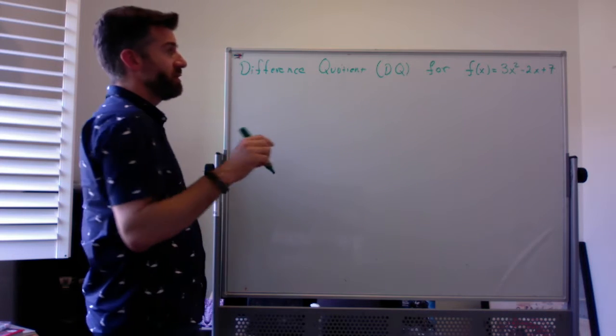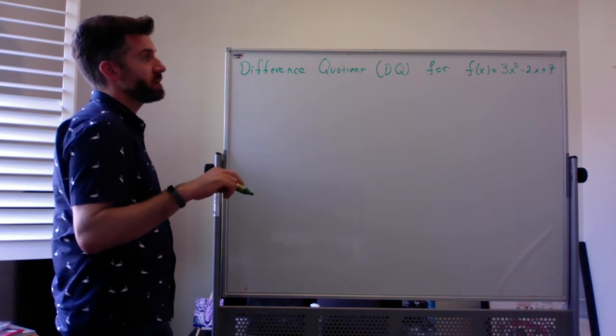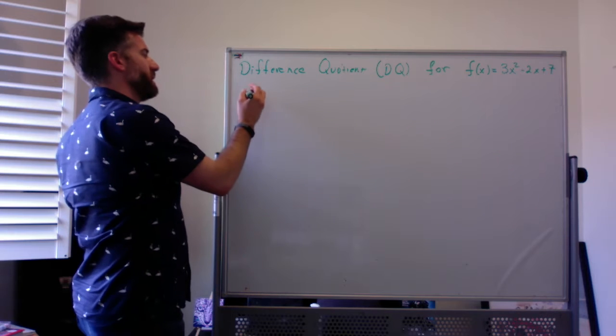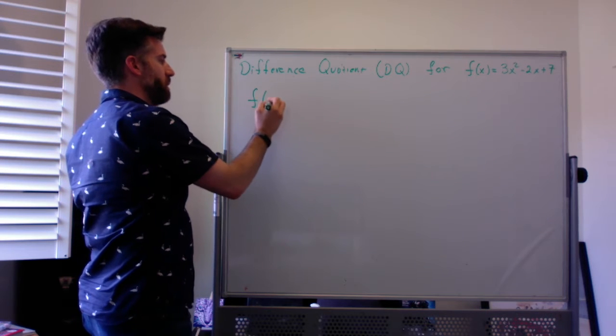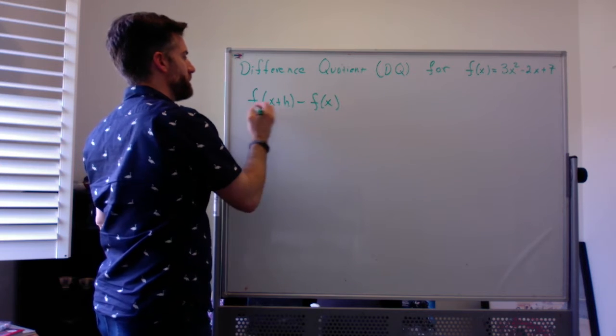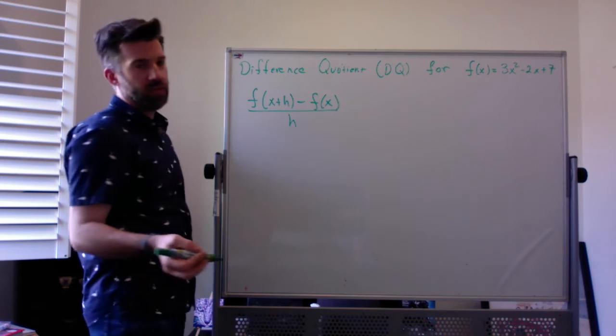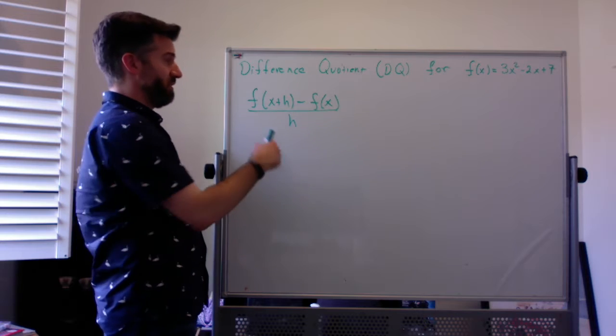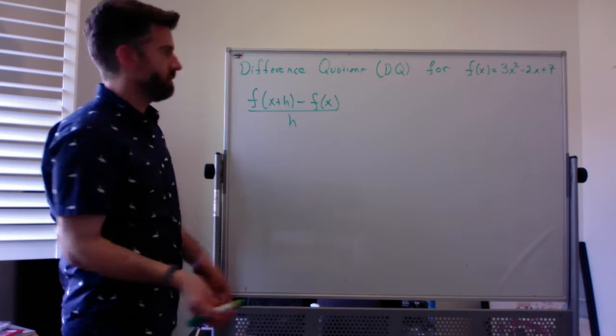So let's find the difference quotient for f of x equal to 3x squared minus 2x plus 7. So again, it's probably going to be in your best interest to memorize the difference quotient. It's f of x plus h minus f of x all over h. Some people use f of x plus delta x. Some people use f of a plus h. It's all the same stuff.